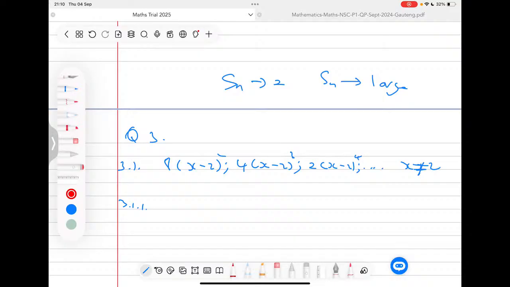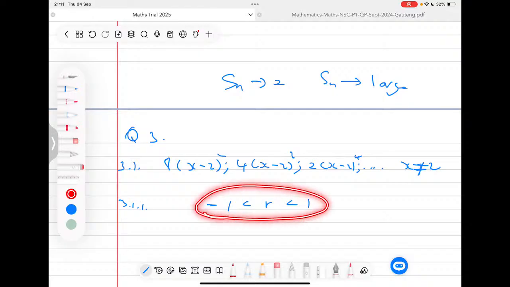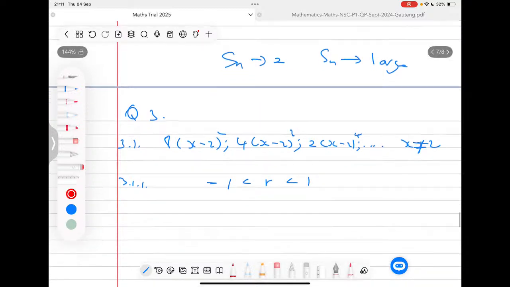Now, sequences converge under the condition that your common ratio should lie between −1 and 1. So if your common ratio is between −1 and 1, your sequence will converge. In other words, it will approach a certain number as you add the terms, maybe 2 or whatever number. But that only happens when our r is between −1 and 1. So this means we have to find our r first.